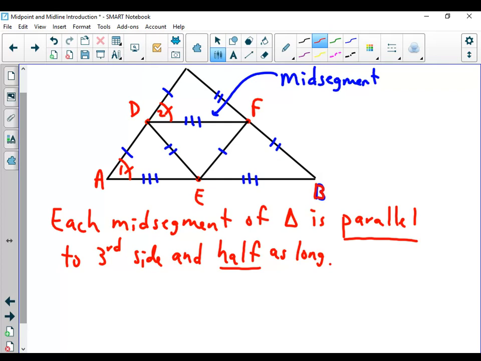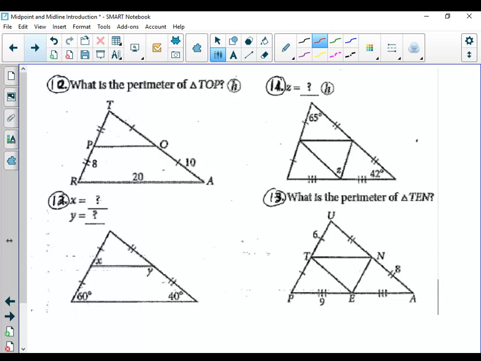All right, let's see how we might use it. That first question wants to know, in that picture, what's the perimeter of triangle TOP? So they want to know the perimeter of this triangle right here. Well, notice some things that are marked on there already. They marked that this segment and this segment were the same. So that tells me P is the midpoint. They marked that this segment and this segment were the same. So that tells me O is the midpoint. So that means PO is actually a mid-segment. So if PO is a mid-segment, how long should PO be? 10, because it should be half as long as this side.